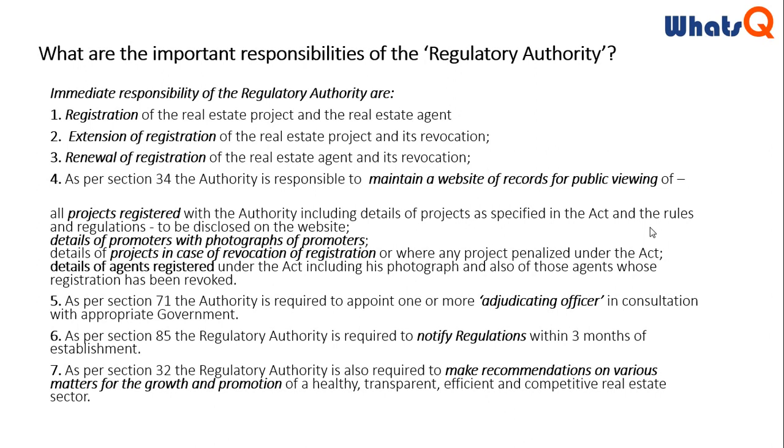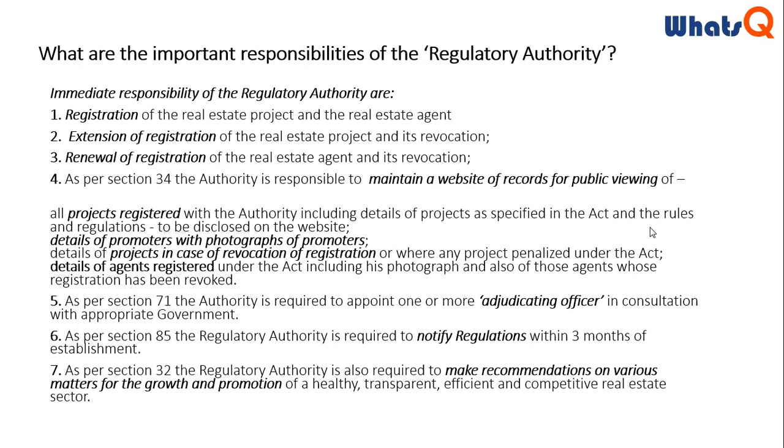As per section 71, the authority is required to appoint one or more adjudicating officers in consultation with the appropriate government to look into any dispute that arises between the promoter and the allottee, and the adjudicating officer will adjudicate that matter as per the RERA Act. And then as per section 85, the regulatory authority is also required to notify the regulations within 3 months of the establishment. As per section 32, the regulatory authority is also required to make recommendations on various matters for the growth and promotion of a healthy, transparent, efficient and competitive real estate sector.